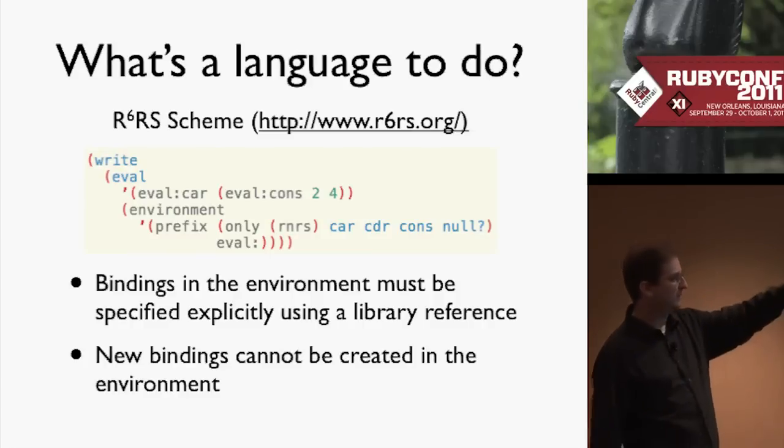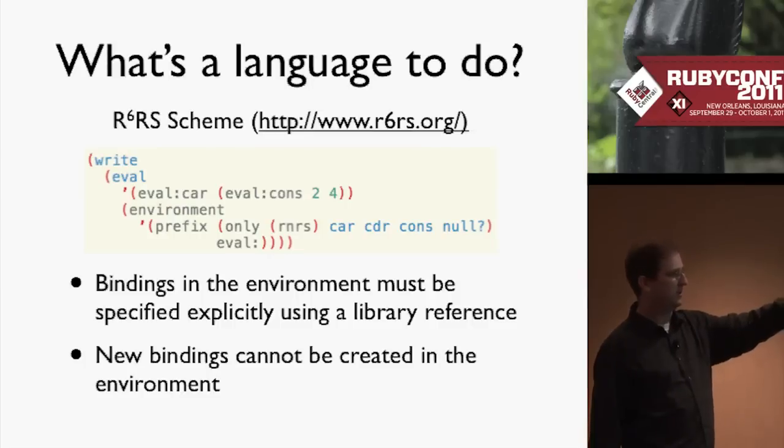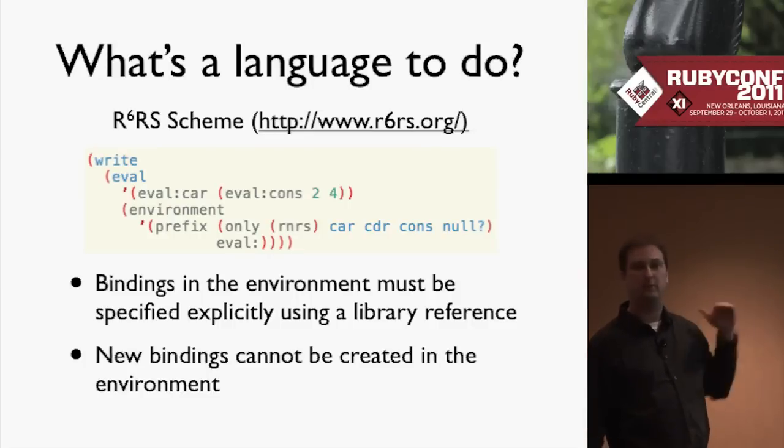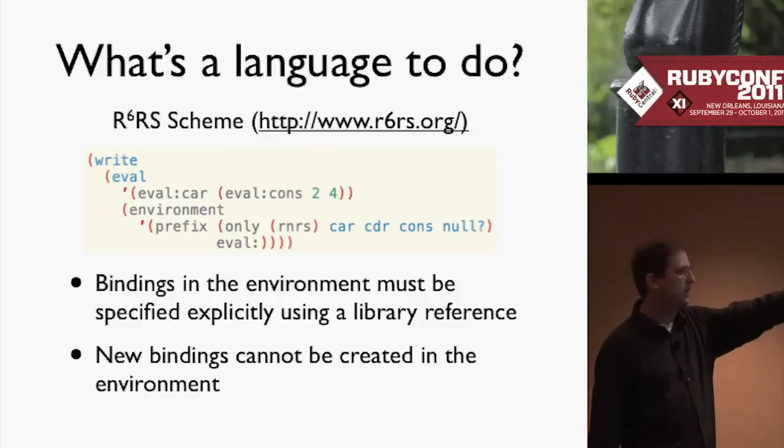But essentially, they've got an eval method, right? That second line there. The third line is what we're evaling. And then the fourth through sixth lines, those are the environment definition. And essentially what we're doing is we're using library references.